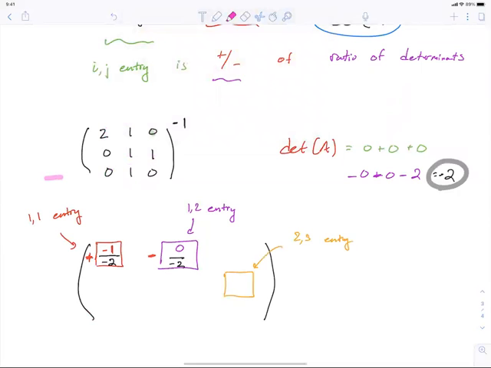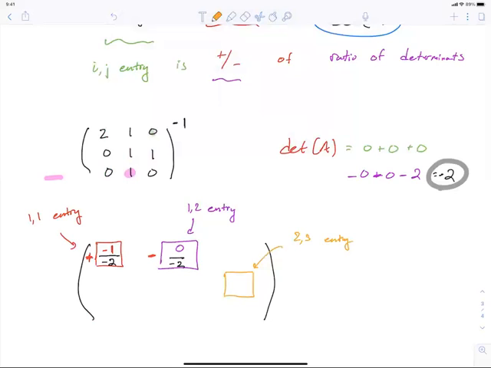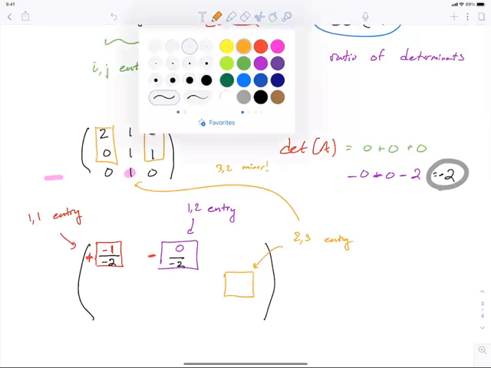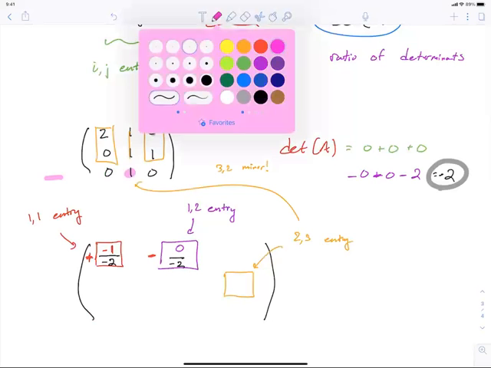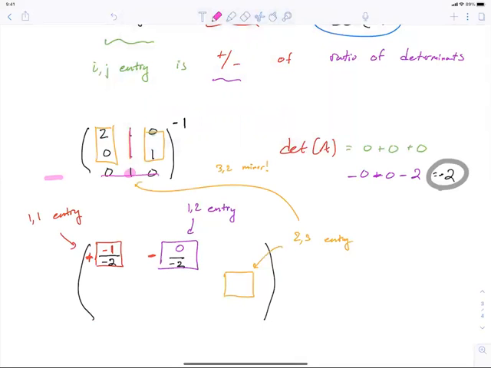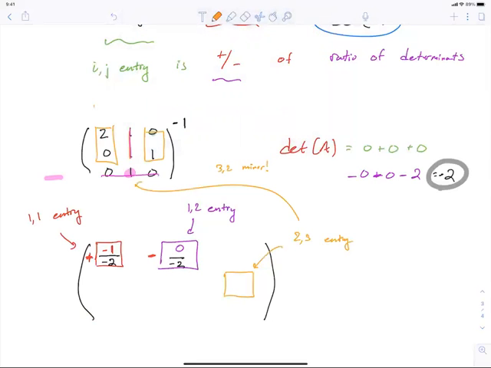We need the 3 and 2. So we're going to delete this entry. This is the 3, 2 entry right here. That's the 3, 2 minor. So we're going to delete that row and column temporarily and just look at what's left and calculate the determinant there. The determinant there is just 2: 2 times 1 minus 0 times 0 for that determinant. So that gives us a 2 for the determinant.